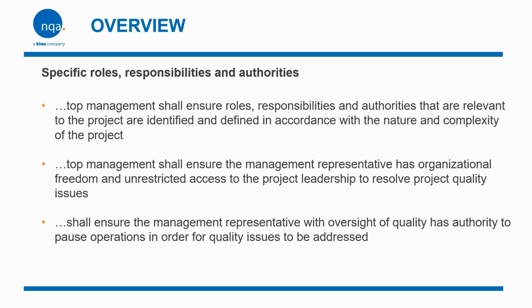Top management shall ensure the management representative has organizational freedom and unrestricted access to the project leadership to resolve project quality issues, and shall ensure that the management representative has oversight for quality and has authority to pause operations in order for quality issues to be addressed. What it's asking is for top management to take responsibility for defining the roles and responsibilities for each project. They must reflect the nature and the complexity of the project.